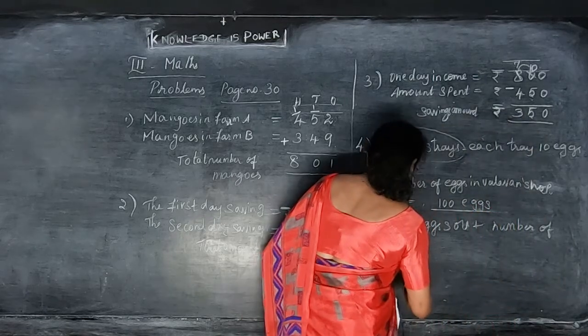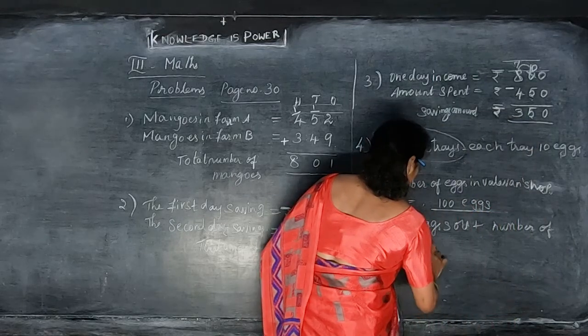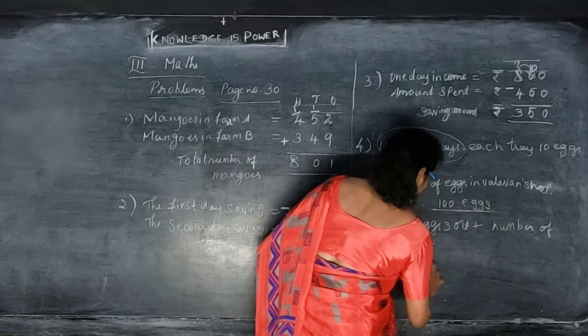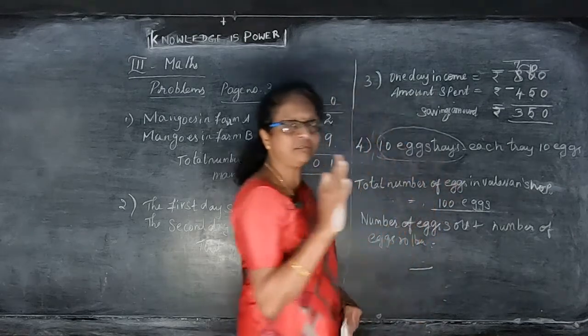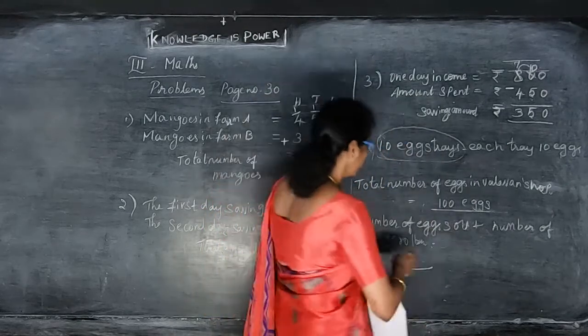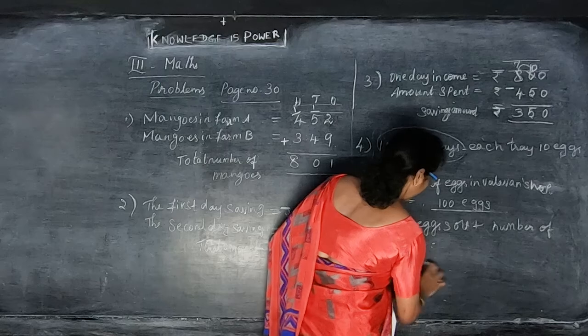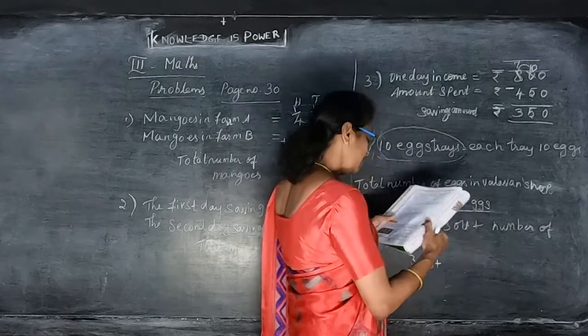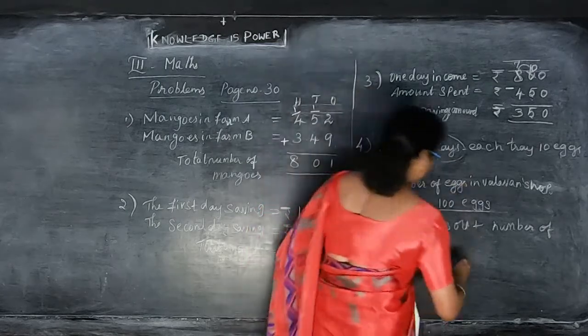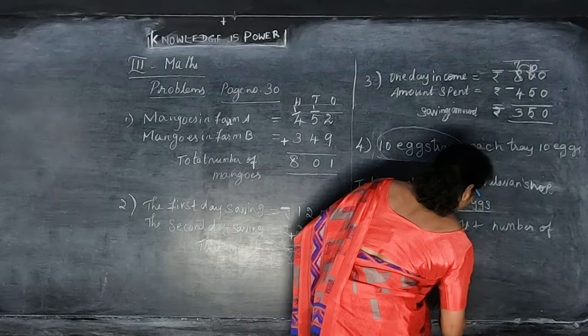Number of eggs rotten. So the number of eggs sold: first, 3 trays they have sold. So 3 trays means 30. 30 is sold, plus number of eggs rotten. The eggs in 2 trays have become rotten. So that gives you 20.